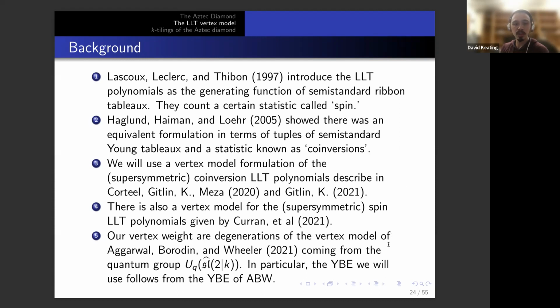Okay, and another thing to note is that the vertex model I'm going to describe is actually a degeneration of a much more general vertex model by Agarwal, Borodin, and Wheeler. And they were studying the quantum group U_q(sl_2-hat). So in particular, when I say we have the Yang-Baxter equation, the way I would show this is I would take their vertex model, where they know they have the Yang-Baxter equation, and degenerate it to the weights I have. So this is really a degeneration of some more powerful vertex model.